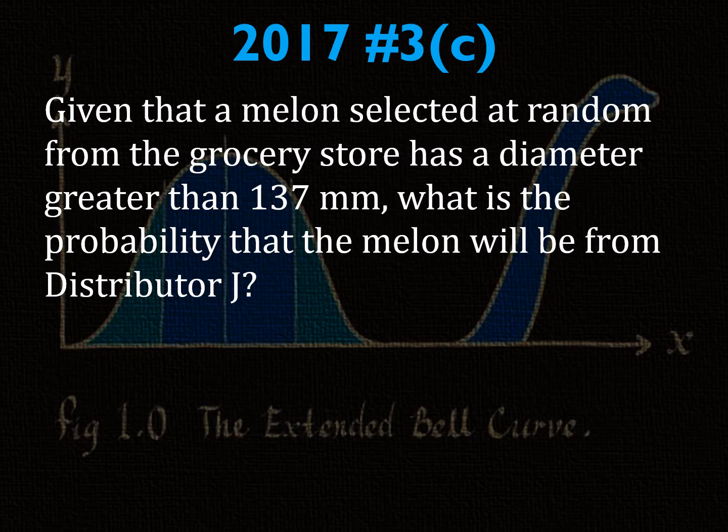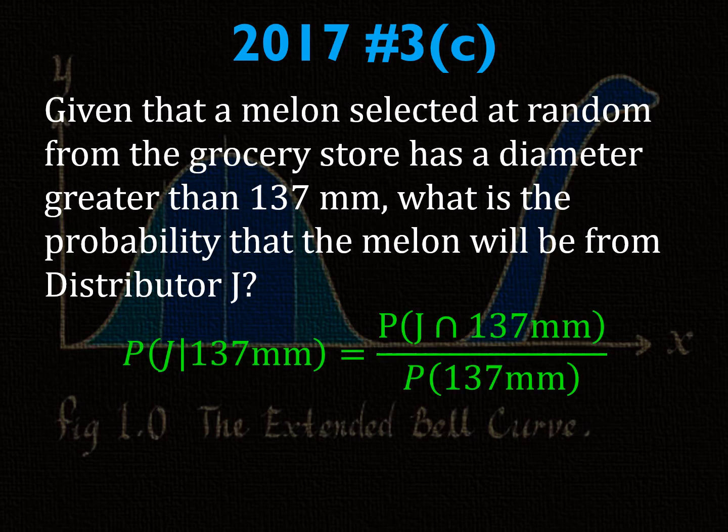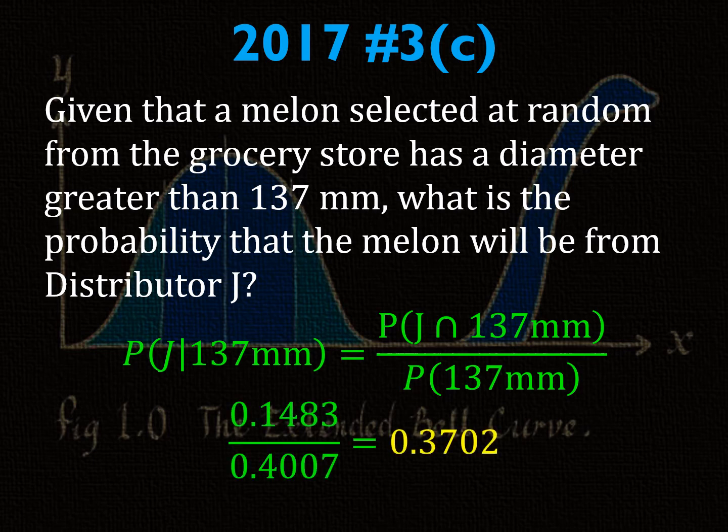Part C, given that a melon selected at random from the grocery store has a diameter greater than 137, what is the probability that the melon will be from distributor J? So this is a conditional probability where the probability that it's coming from J, given that it's 137 millimeters, is equal to the probability of both events happening divided by the probability that the condition happens. So both events being the probability that J and 137 divided by the probability of 137. So the probability of both being from J and 137 is 0.1483.